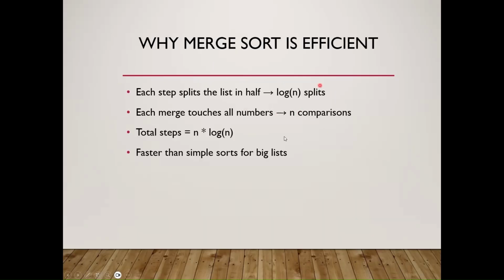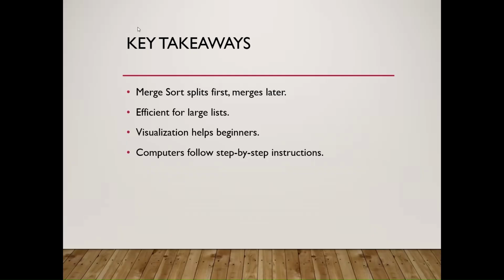And this just talks about the efficiency because it keeps halving the arrays, so that's why log n. But since it touches all the numbers, n comparisons are necessary. The total steps would be n log n. So it is faster for bigger arrays than the selection sort, bubble sort or insertion sort. Now, just to summarize, merge sort starts by splitting the arrays first, and once it reaches the one element array, it just starts sorting and merging them back into sub-arrays until the final array, and it is efficient for large arrays.